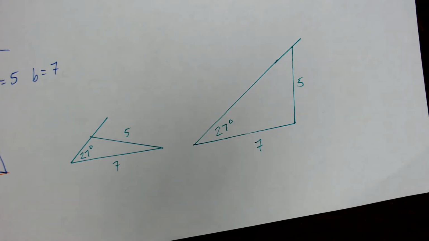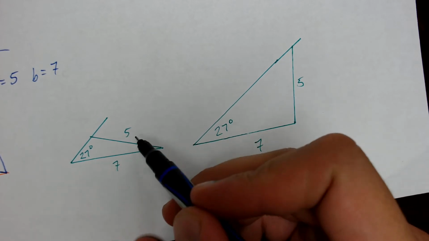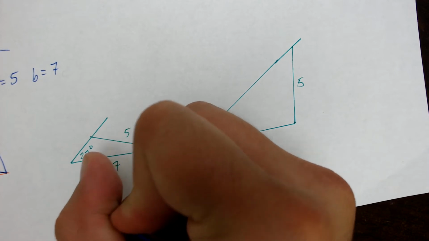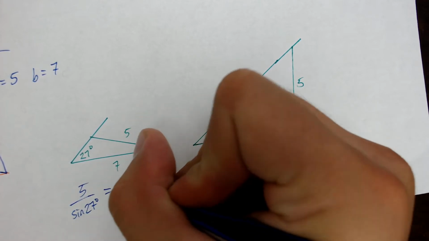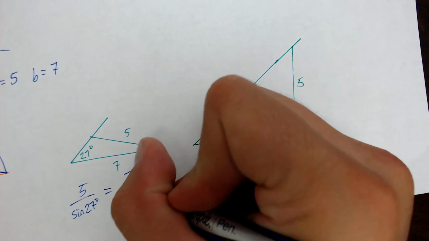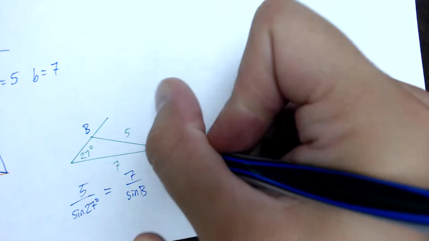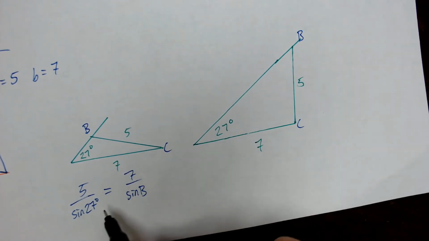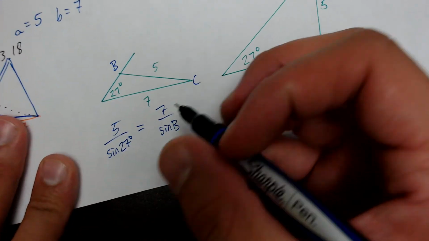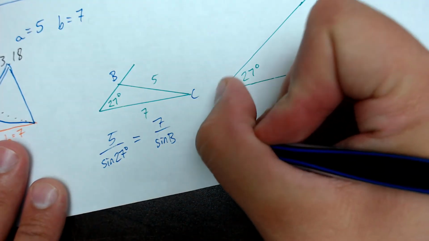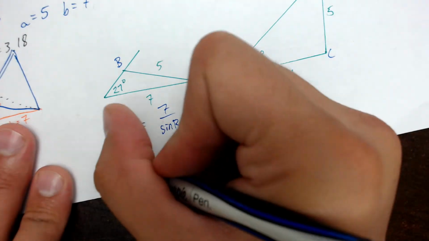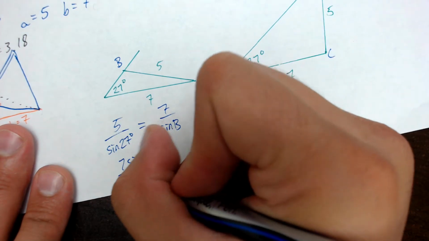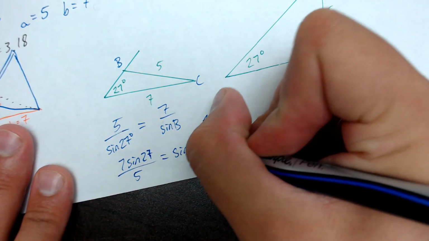Okay, now using law of sines, we just take the opposite sides. So 5 over the sine of 27 is going to equal 7 over the sine of angle B. Then we can just cross multiply and solve here. Once we finish simplifying all this, we get 7 times the sine of 27 degrees divided by 5 is going to equal the sine of B.